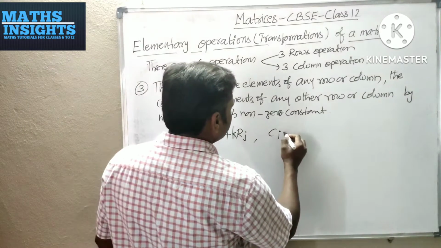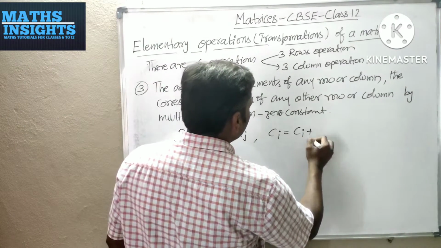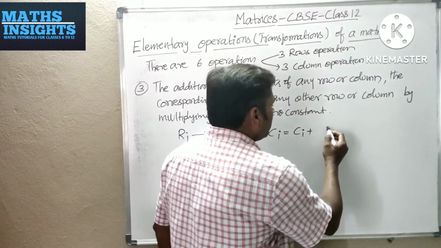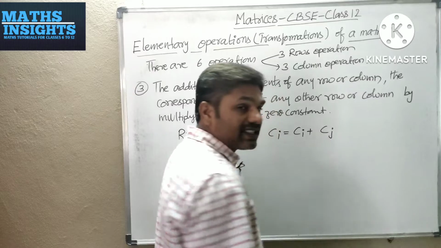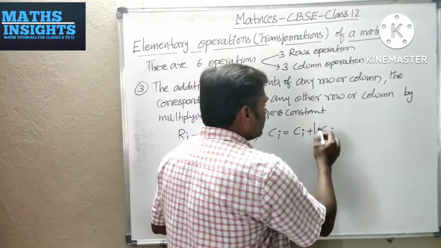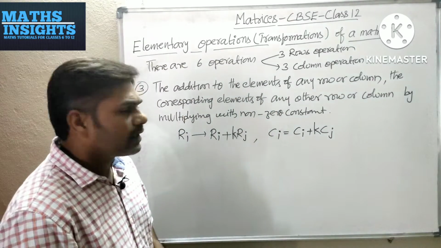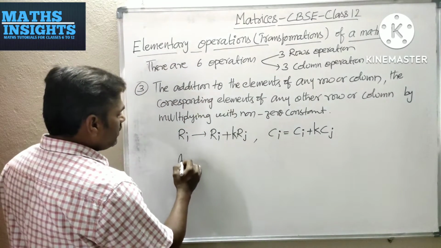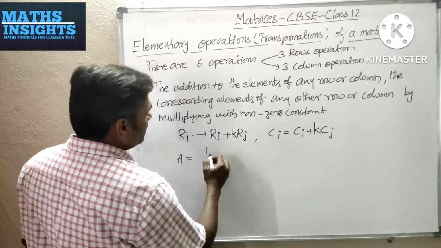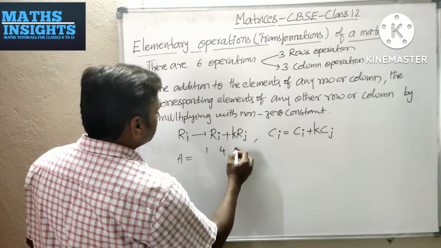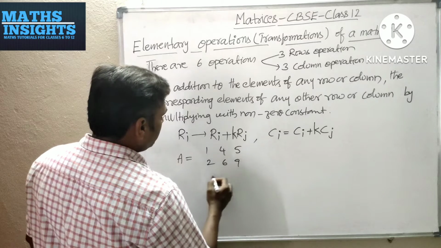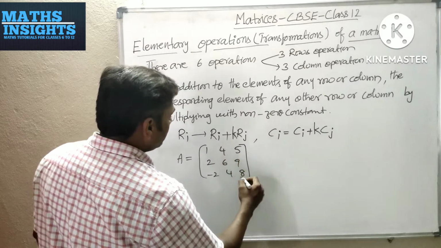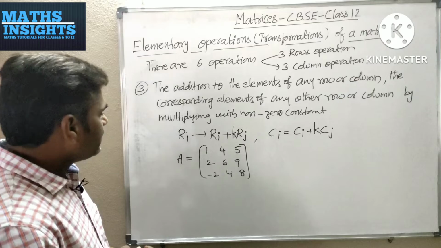Similarly, Ci implies: you are adding to the elements of Ci, column i, the elements of the jth column by multiplying with a constant called k. This will become very clear if you take an example. I am taking a matrix, let it be 1 4 5, 2 6 9, minus 2 4 8. I am taking a 3 by 3 matrix.